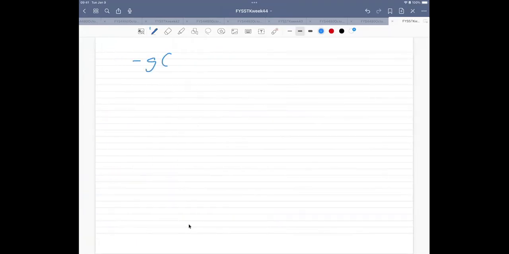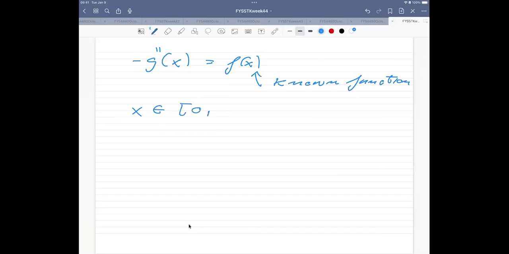So we have minus g'', the second derivative, equal to f of x, where this is a known function. So we know the right-hand side. And in this case, we just have dimensionless units. Everything is made a little bit simpler. This is the domain where x lives. And we have x between 0 and 1. And we have simply this boundary condition here.